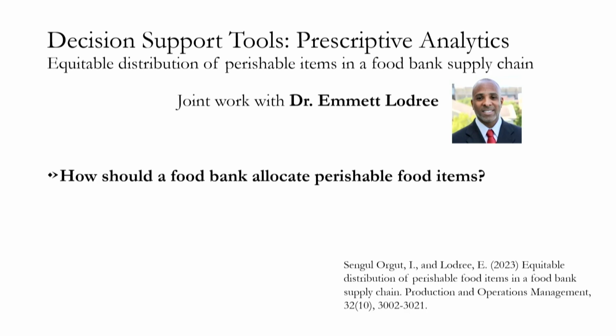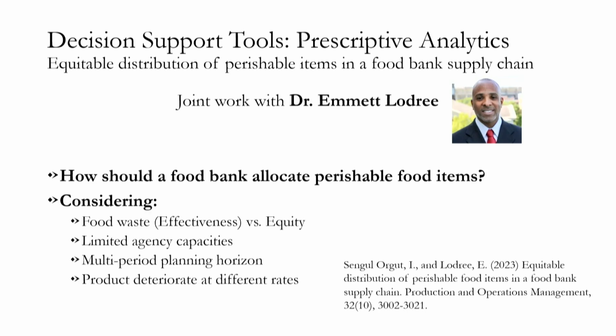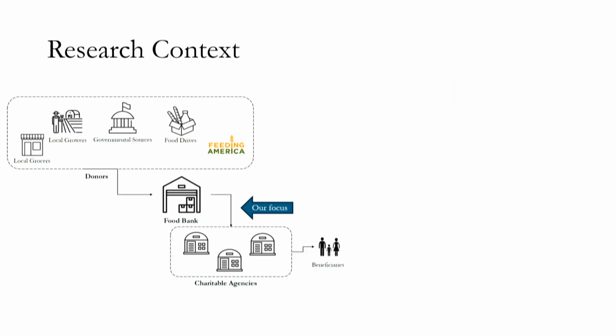In this work, we focused on perishable food items like produce, and we asked how a food bank should allocate perishable food items, considering that we want to minimize food waste while trying to preserve equity. We also have limited agency capacities, and we consider a multi-period planning horizon where different products deteriorate at different rates. I'm going to give a very high-level overview of this study. Our focus was on the distribution from the food bank to their partner agencies.